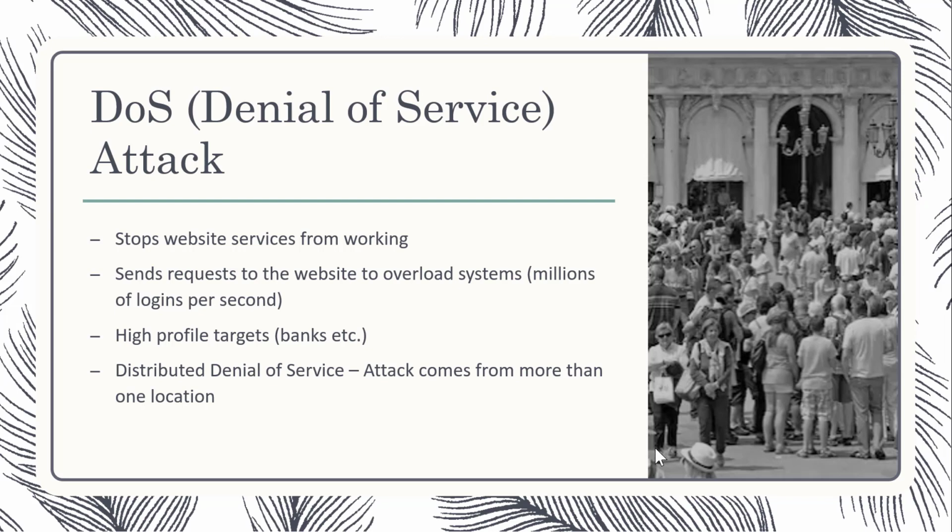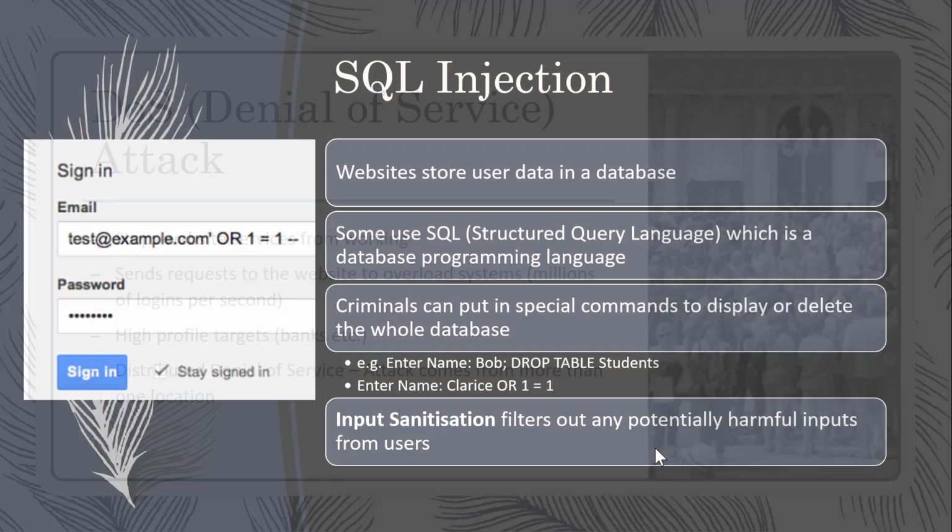A distributed denial of service attack, which is more often the one you see for big organisations, is an attack that comes from more than one location. Basic denial of service comes from one location, one IP address, and actually it's easy to block that. But a distributed one comes from lots of places all over the world, so you can't block every single location coming in. So it's a lot more successful, a lot harder to deal with.